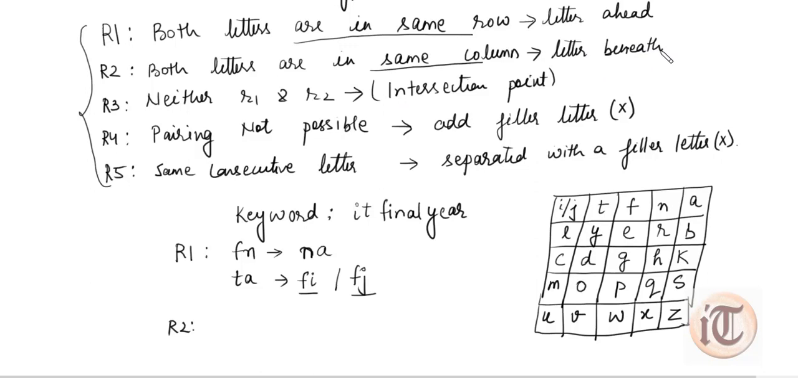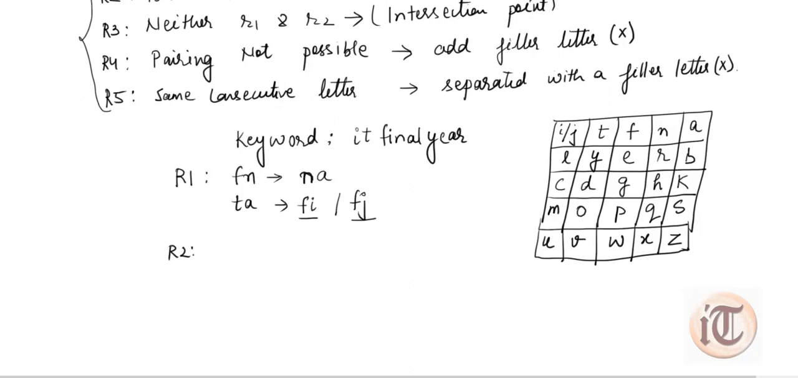So how will it work? See here. Suppose I have the letters T and Y. Now check it. T and Y are in the same column. So the letter beneath it means the T letter is replaced by the next one, Y, and the Y letter is replaced by D. So the ciphertext will be, for T the ciphertext is Y, and for Y the next letter is D.